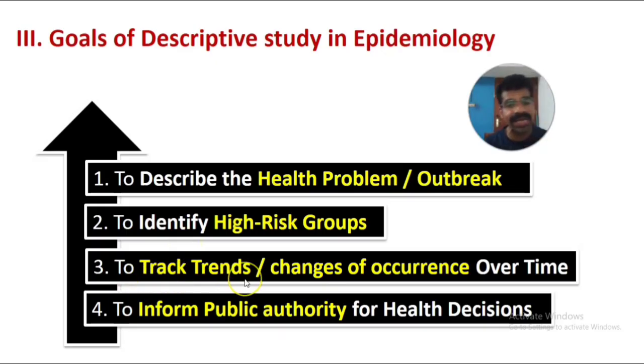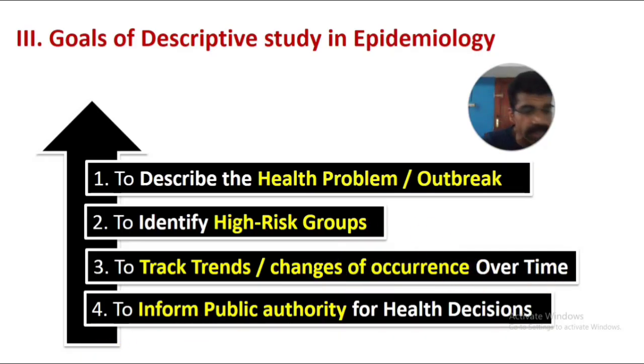Then the third goal is to track the trends of that problem, whether the cycle is short term, whether it is seen temporarily or is a permanent problem, or the changes of occurrence. So, to track the trends or change of occurrence of the disease over time.